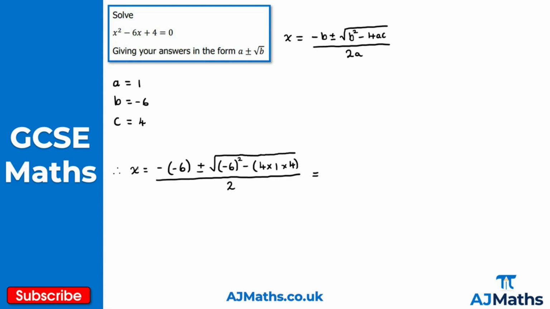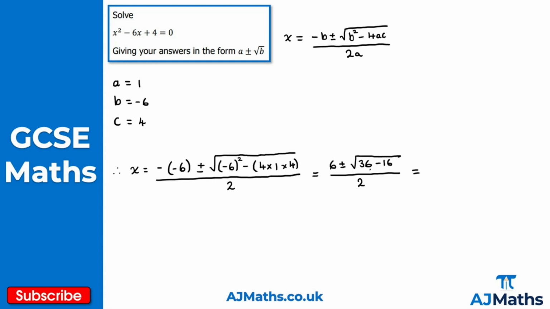So we just simplify all of this here, minus minus 6, that's negative 1 times negative 6, giving me positive 6 there. We get 6 plus or minus, and now we simplify the square root here. So minus 6 squared, that would be 36. I've then got minus, so 4 times 1 is 4, times that by 4 again, I'm going to get 16 there. We get the square root of 36 minus 16, and this is all divided by 2.